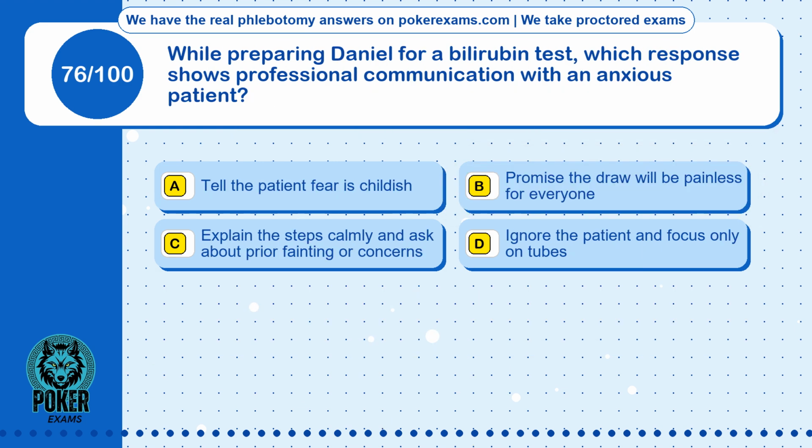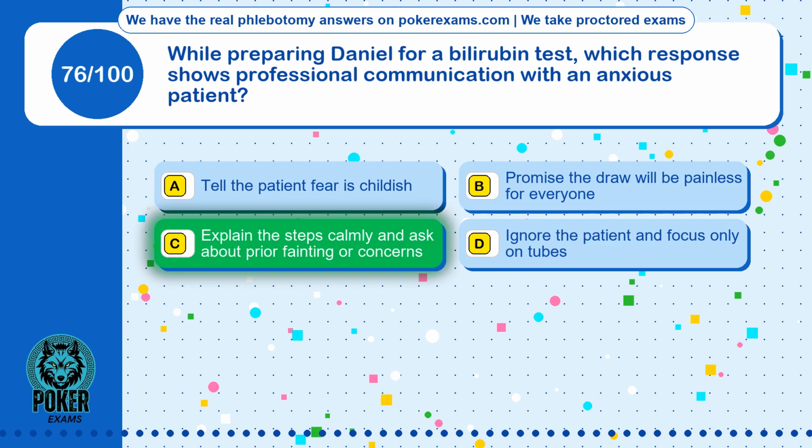Question 76. While preparing Daniel for a bilirubin test, which response shows professional communication with an anxious patient? Option A. Tell the patient fear is childish. Option B. Promise the draw will be painless for everyone. Option C. Explain the steps calmly and ask about prior fainting or concerns. Option D. Ignore the patient and focus only on tubes.